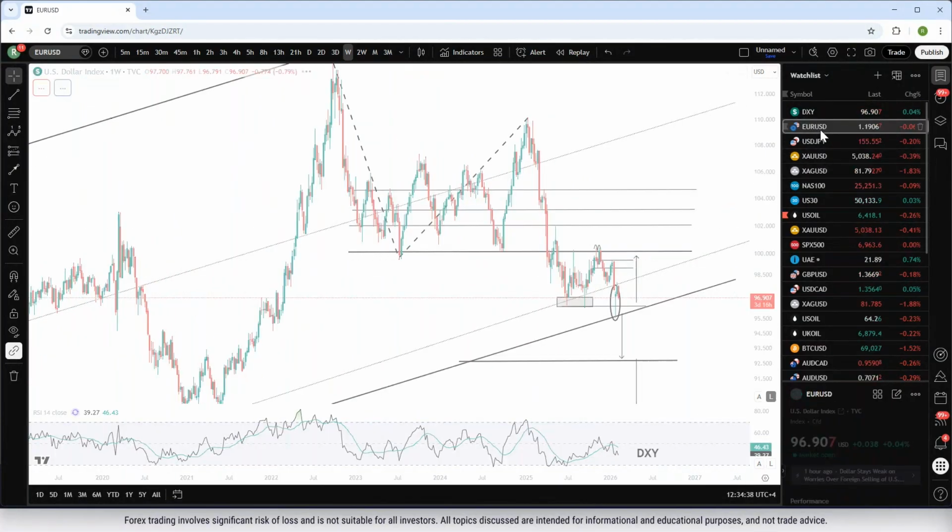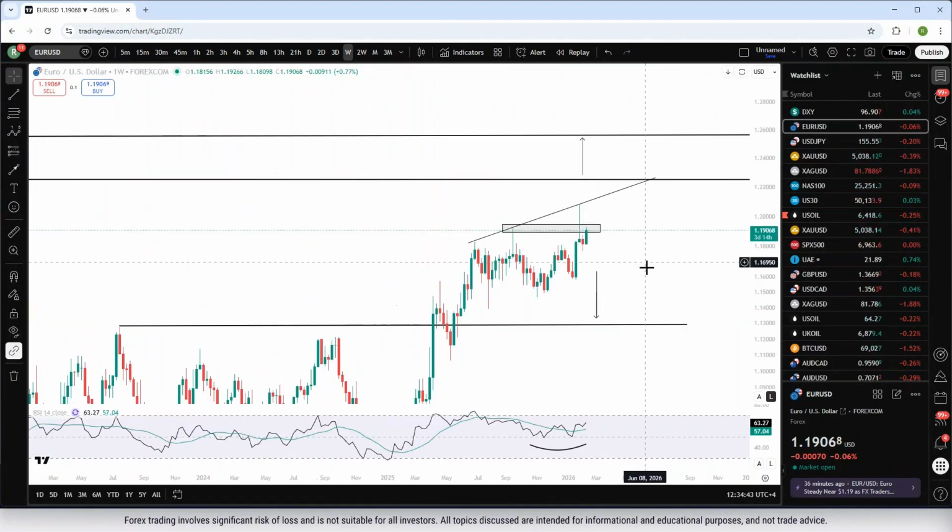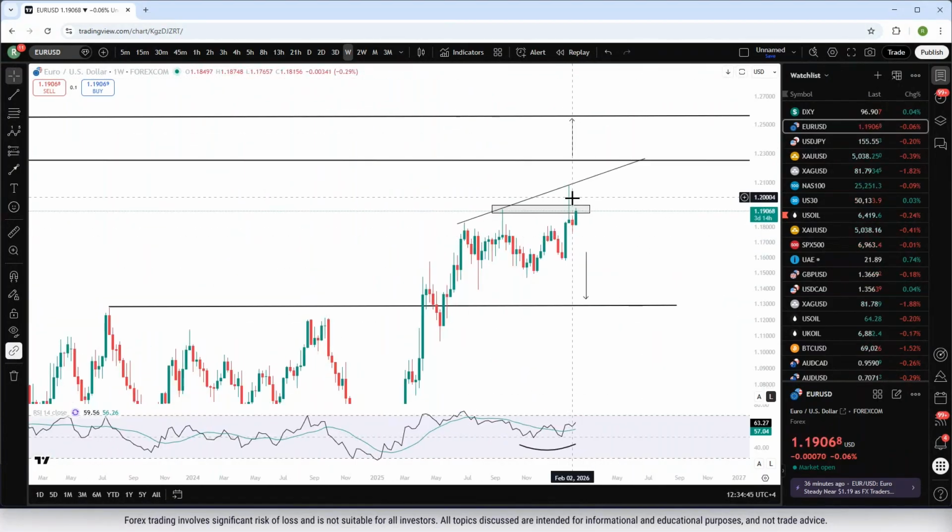Now, if we look at the euro dollar, we also have a similar pattern over here on the weekly time frame, an extended wick to the upside, also demonstrating the inability of bulls to hold these gains and more bearish dominance as we manage to drop back below the 118 mark.